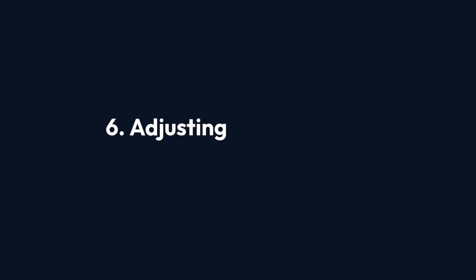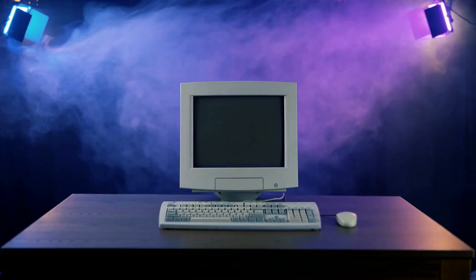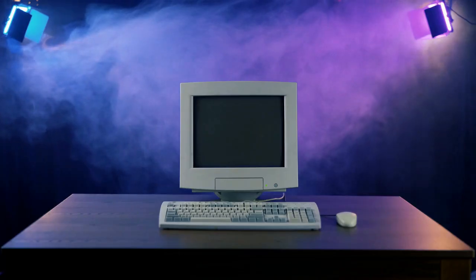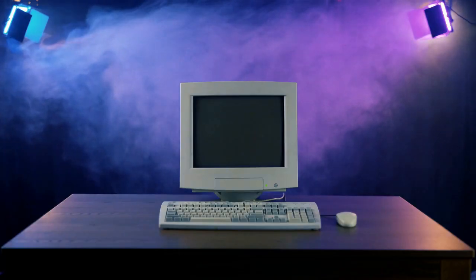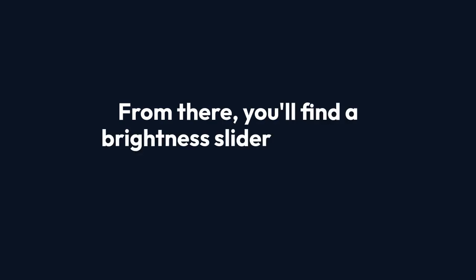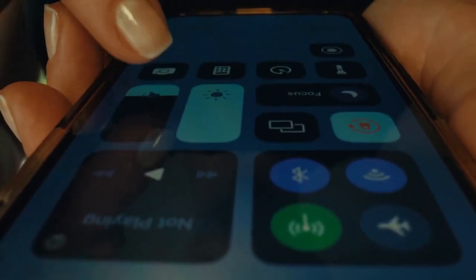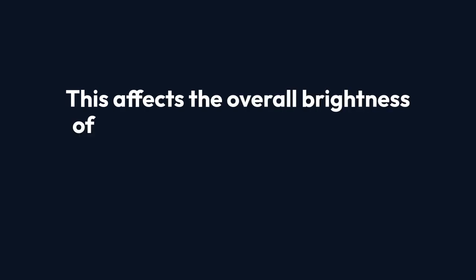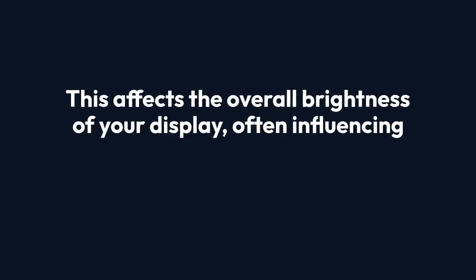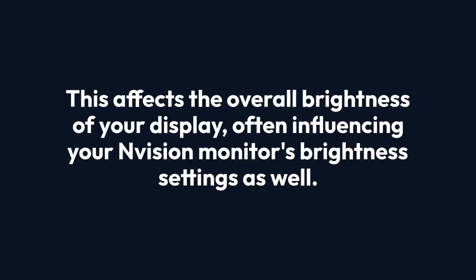6. Adjusting brightness on Windows. In Windows, right-click on your desktop and select Display Settings. From there, you'll find a brightness slider under the Brightness and Color section. Adjust this slider to your liking. This affects the overall brightness of your display, often influencing your Nvision monitor's brightness settings as well.